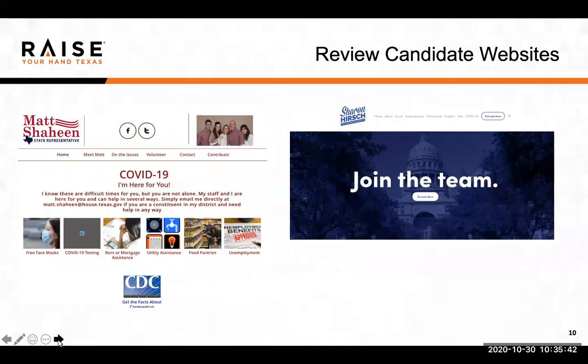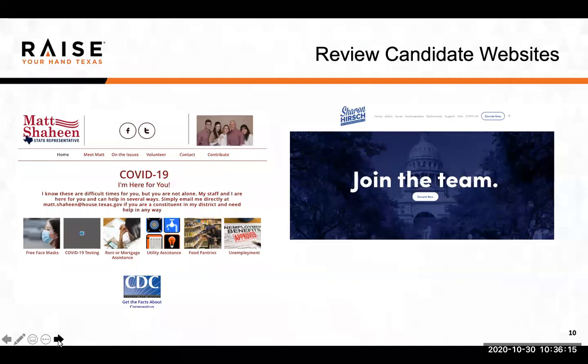Now, we're going to take a look at some of the candidate websites and social media. So just for purposes of example, since we started with these two candidates, we'll just continue the process. You can do the same with your candidates for any race. So on the left side, we have Matt Shaheen, the Republican candidate and incumbent, and on the right side is Sharon Hirsch, the Democratic candidate, that are both running for this seat.